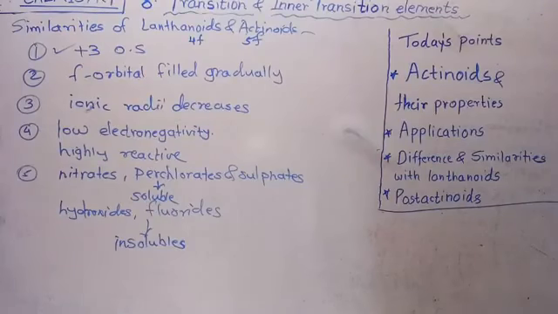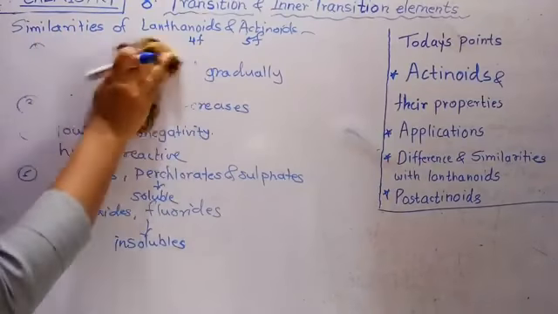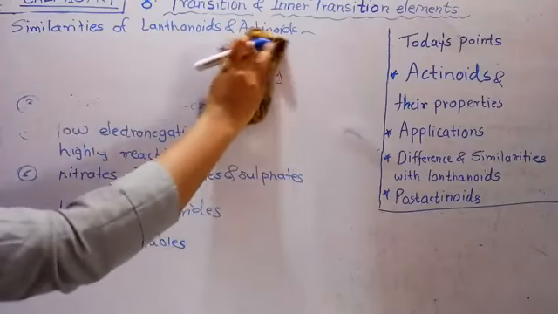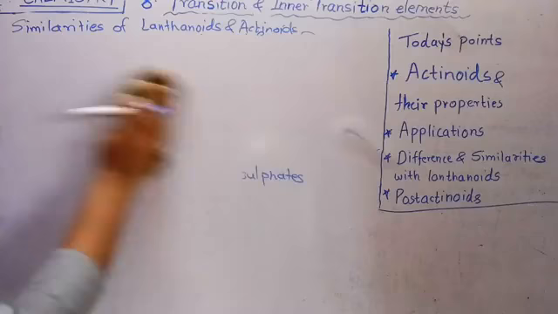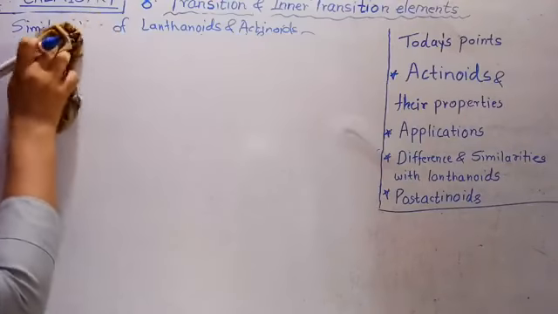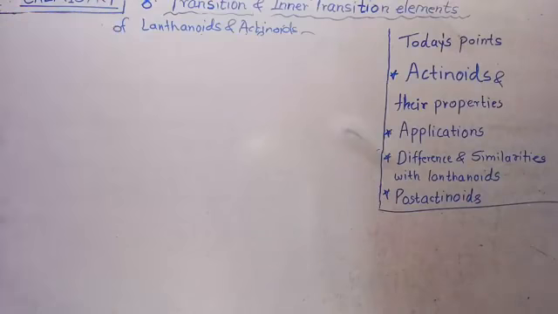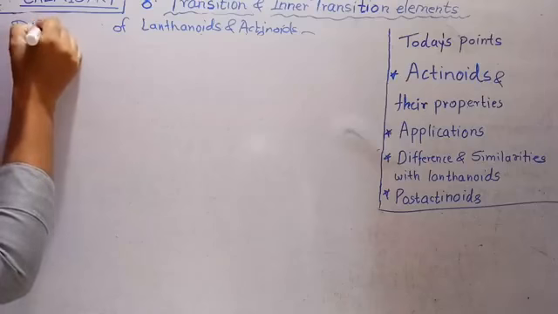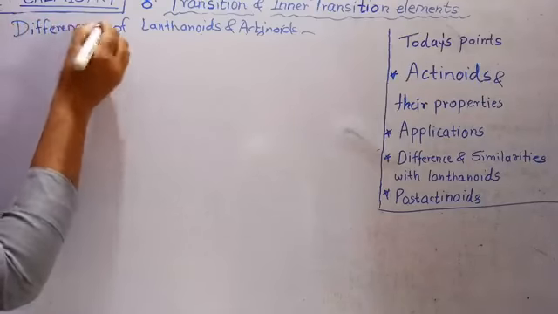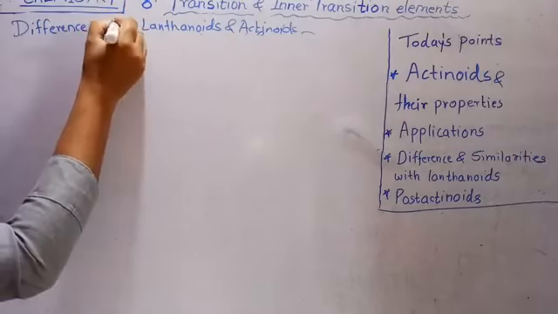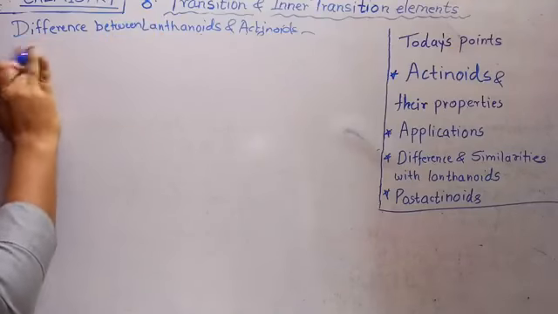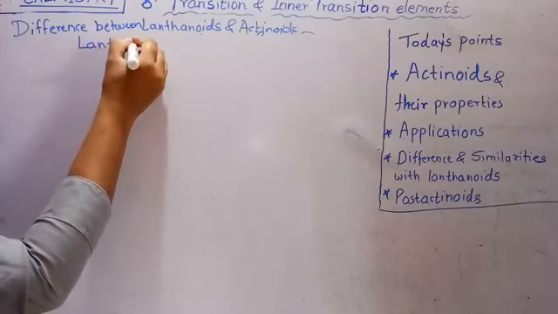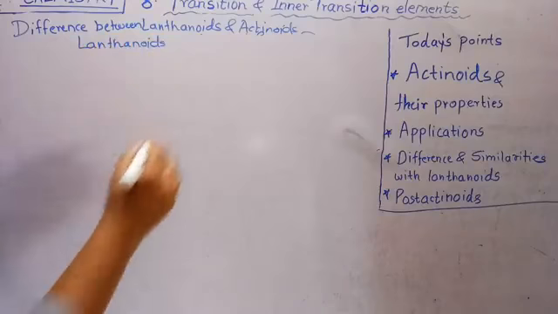Clear? Then there is a difference between lanthanoids and the actinoids. There is a 3 marks question asked on this difference: distinguish between lanthanoids and actinoids. Then you write a minimum of 6 points for the distinction. See, there are many points of difference between both.